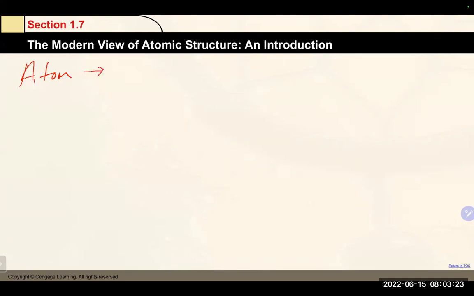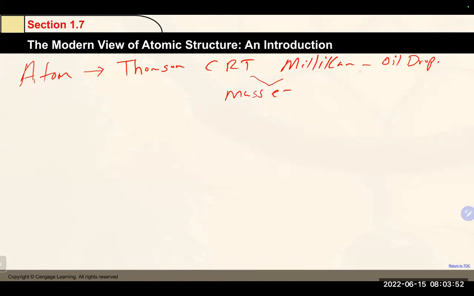Really, it all started with Thomson, who used those CRT tubes to figure out the charge to mass ratio of an electron, followed by Millikan, who did the oil drop experiment and was able to figure out the charge of an electron. From both of those important experiments, the mass of an electron was determined. It was something like 9.09 times 10 to the minus 28 grams, a very small mass.